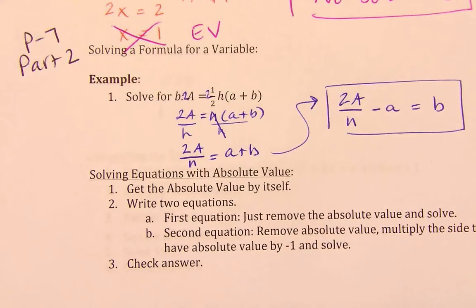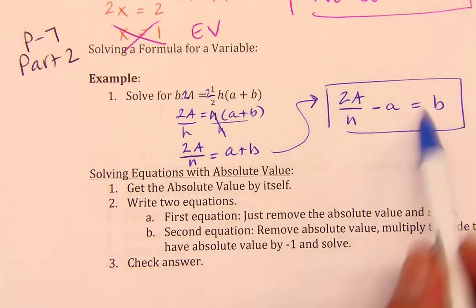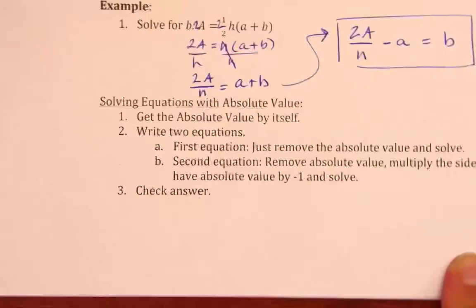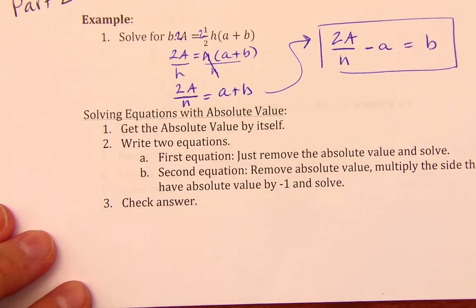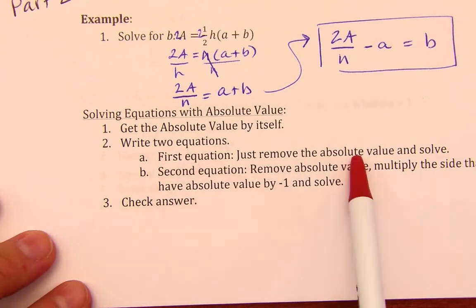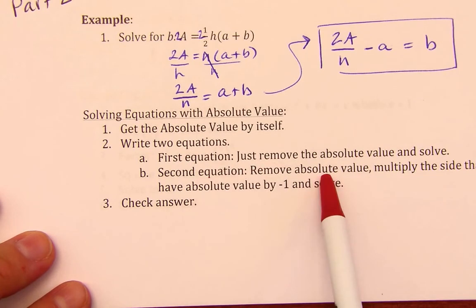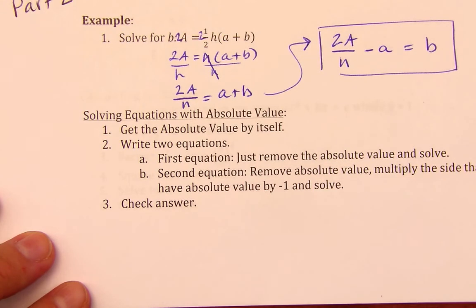Okay. Now, if you wanted to here, you could create a common denominator and write it together as a single fraction, but you don't have to. Now, when we're solving equations with absolute value, the first thing we want to do is get the absolute value by itself. And then we're going to write two equations. The first equation, all we do is get rid of the absolute value and solve. The second equation, we remove the absolute value, multiply the side that didn't have absolute value by -1, and then we can solve. And we have to check our answers. So let's look at an example of that.